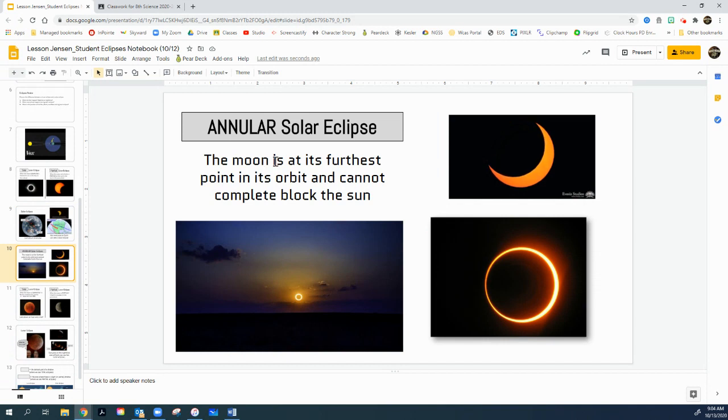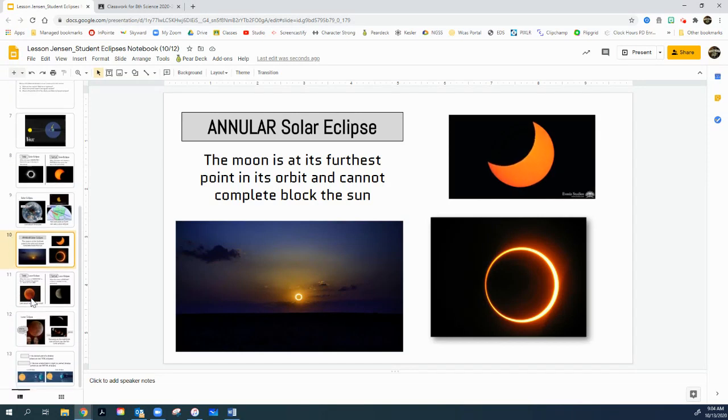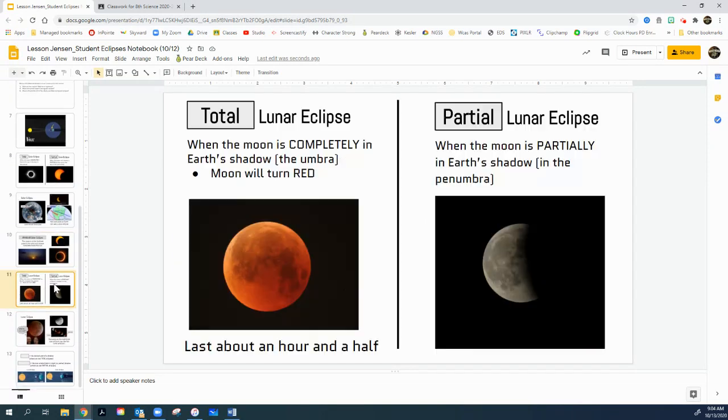An annular solar eclipse happens when the moon is just a little bit further away from Earth, because it does tend to be either closer or further just slightly. And so in that case, it's not perfectly lined up with the sun to where it's the same exact size, but it is lined up to where it does cover the sun, and that's called an annular eclipse.